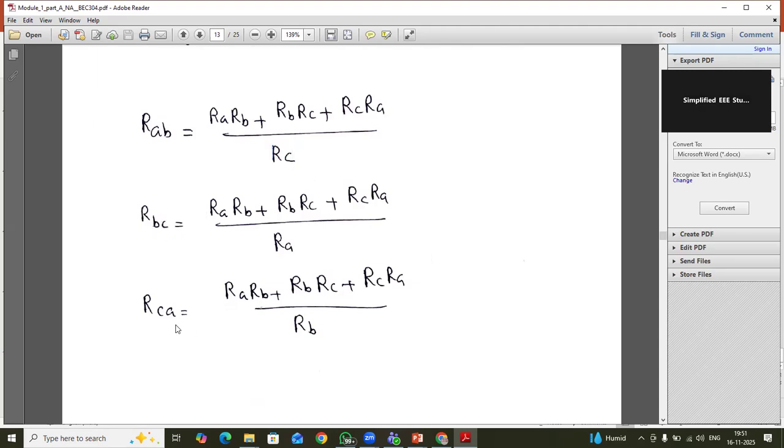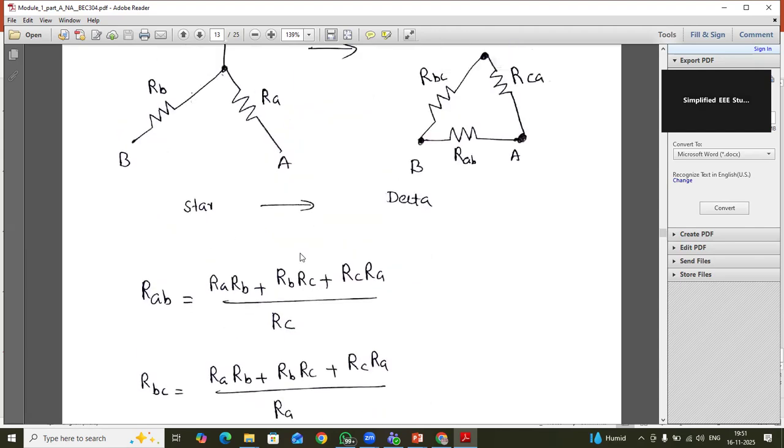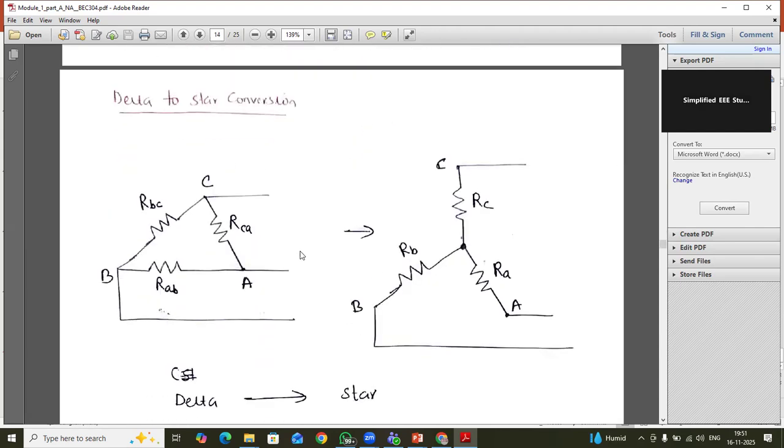BC means the unknown element is RA. CA means the unknown element is RB. Like this, you can make a short remembering tip, a memory tip.